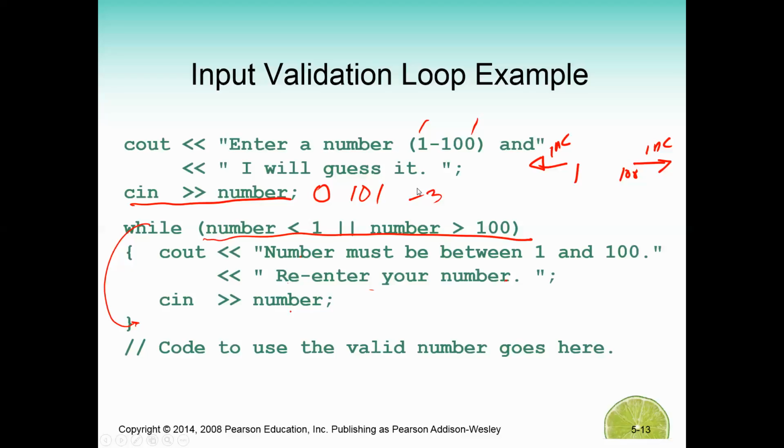We go back in. We display again, number must be between 1 and 100. Please re-enter your number. And we flash the cursor again, asking for the user to type. This time they type a +3.